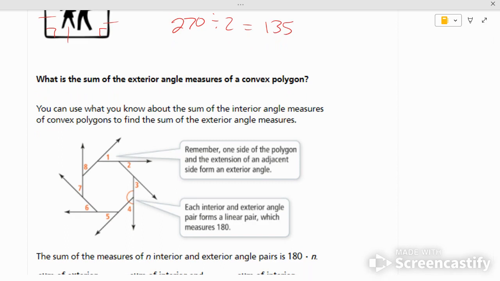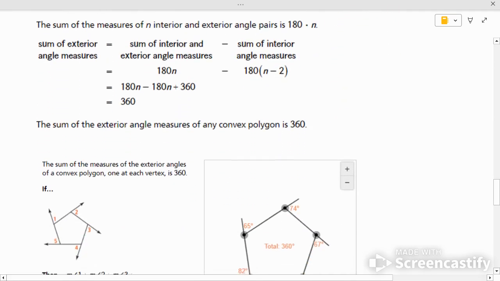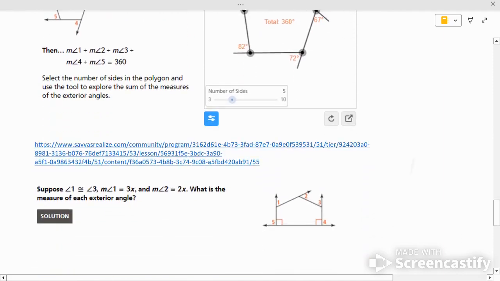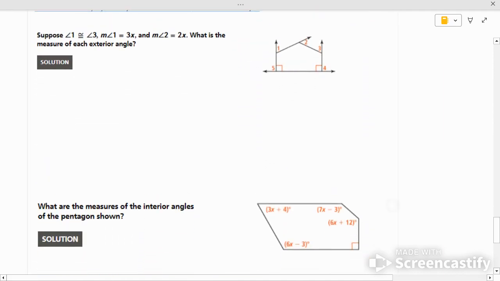Exterior angles always will add up to 360 degrees, no matter what shape it is. It could have 36 sides. It could have 180 sides. The exterior angles will always add up to 360 degrees. Always. So, this exterior angle is 90. This exterior angle is 90. These are both 90.